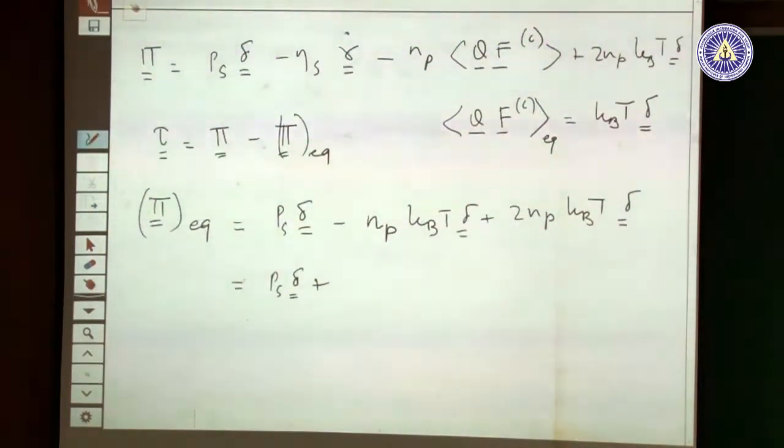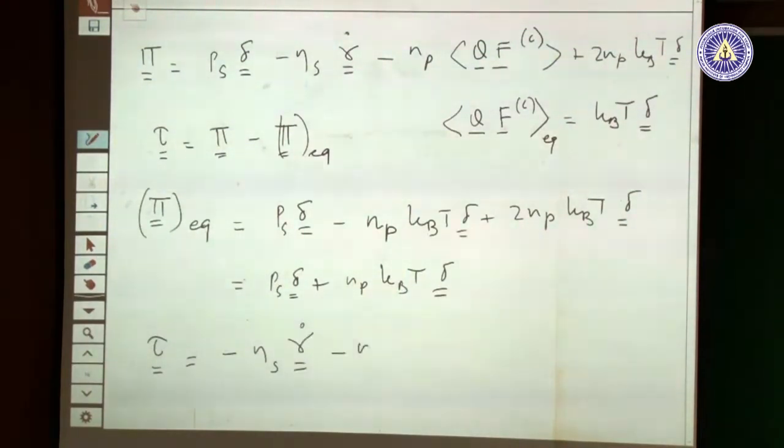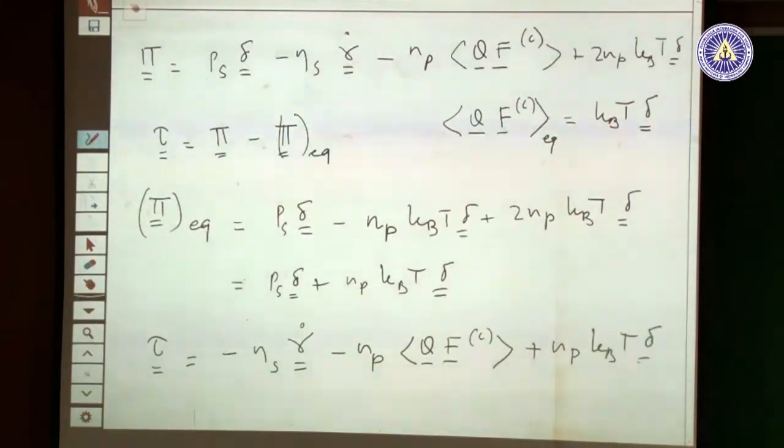So, now where was I? So, this is Np kBT delta. And so then tau clearly, if I subtract this away from this whole thing, is nothing but minus eta s gamma dot, minus Np QFC, plus Np kBT delta. So, it completely comes in the deviatoric part.